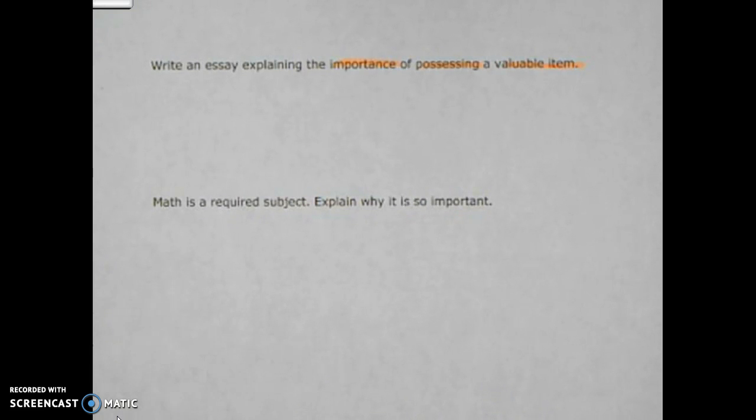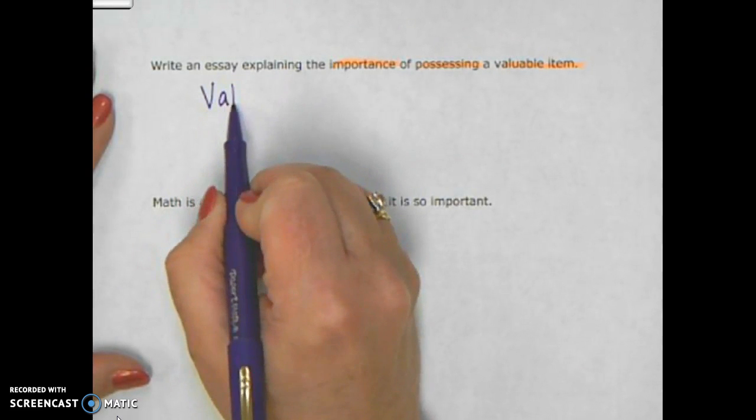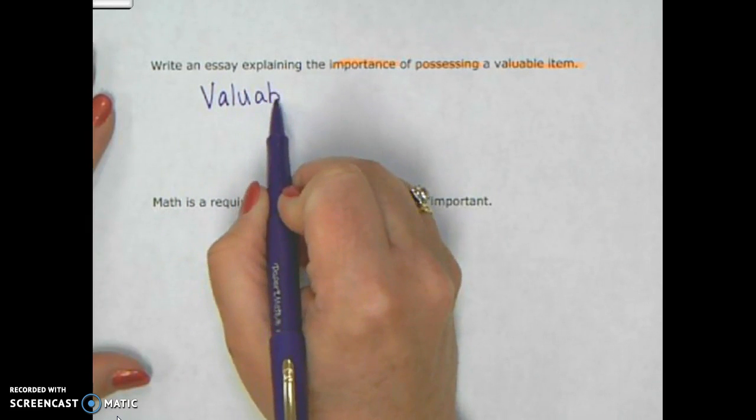So let me remind you that a thesis statement tells the reader what your essay will be about and that it makes its appearance at the end of your introduction. So we can simply start with possessing valuable items is important, but that's a little simplistic for where we are. So we can say valuable items, and remember, if I'm writing it, you're writing it.